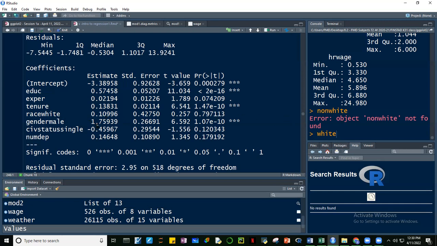Ceteris paribus. Ibig sabihin, all things being equal, no? On the average, male counterparts receive 1.76 centavos more than their female counterparts. Ceteris paribus. On the average, single employees receive 0.46 centavos less, guys, less. Take a look at this. Less than their married counterparts.